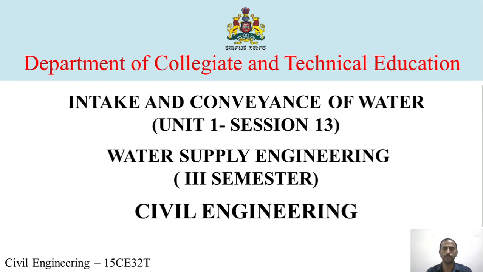Then we learnt about types of conduits, that is gravity and pressure conduits. In gravity conduits, water flows under the action of gravity. Examples for gravity conduits are open channel, aqueduct, tunnel, etc. In pressure conduits, water flows under pressure. It requires a pumping station.